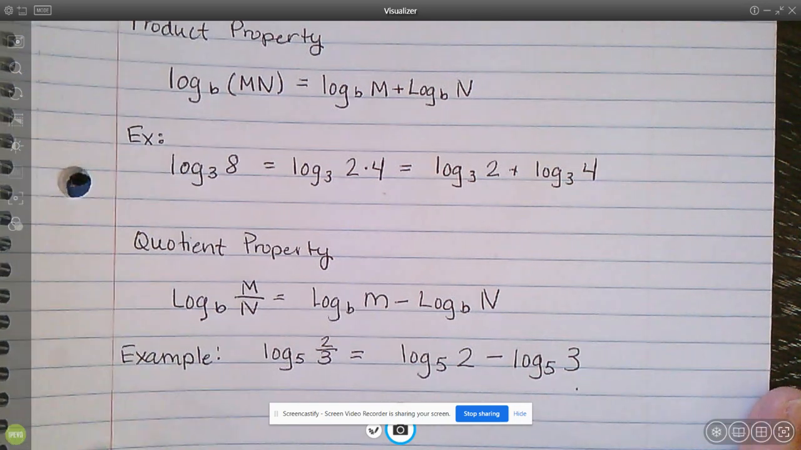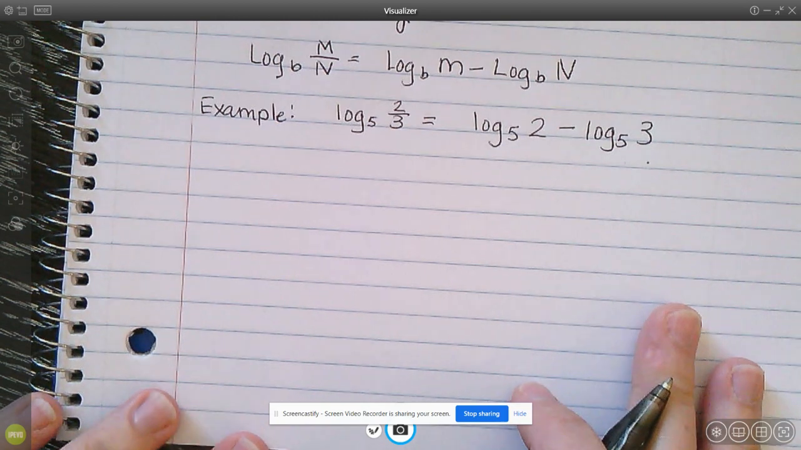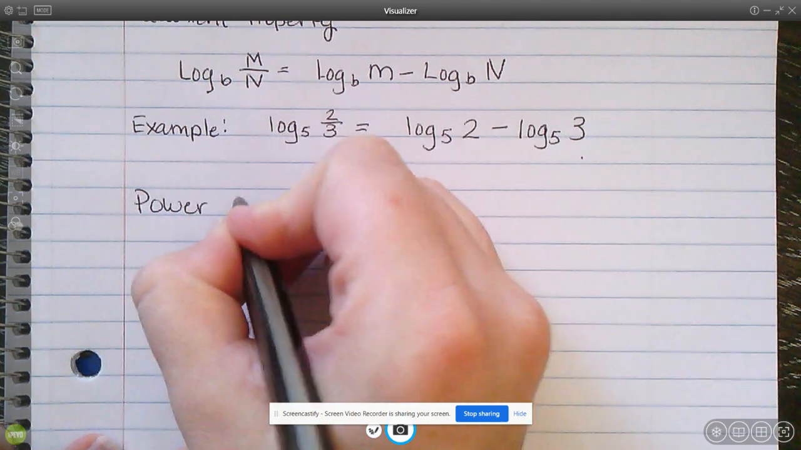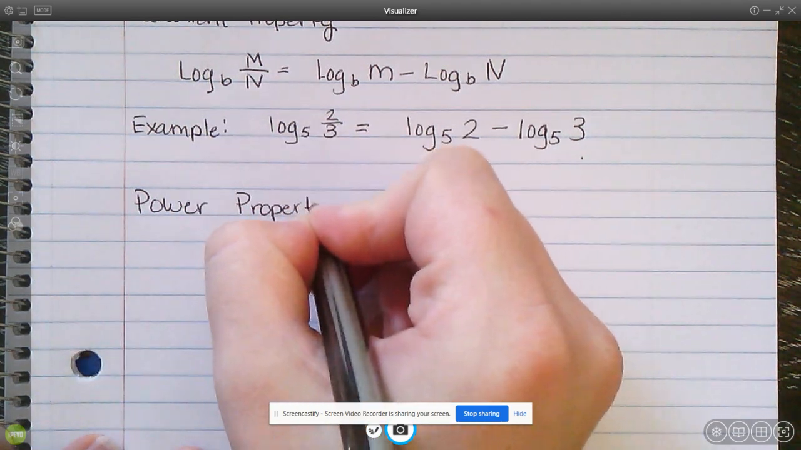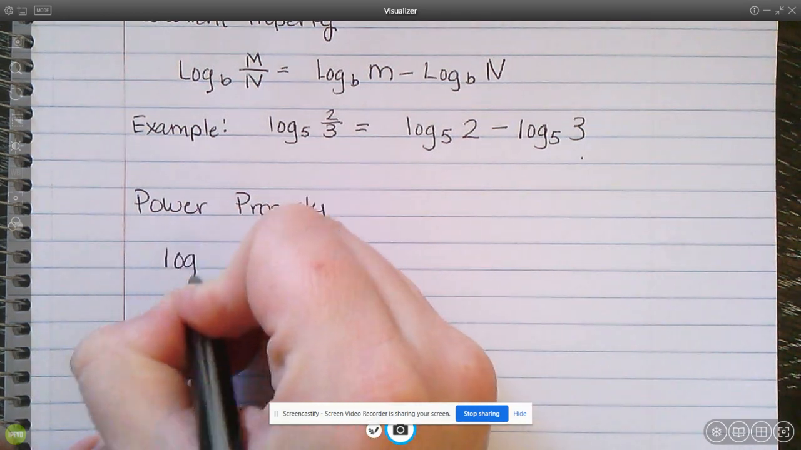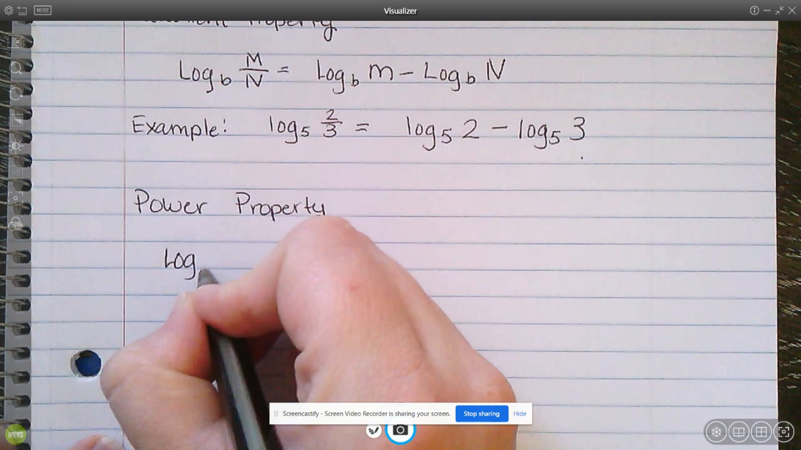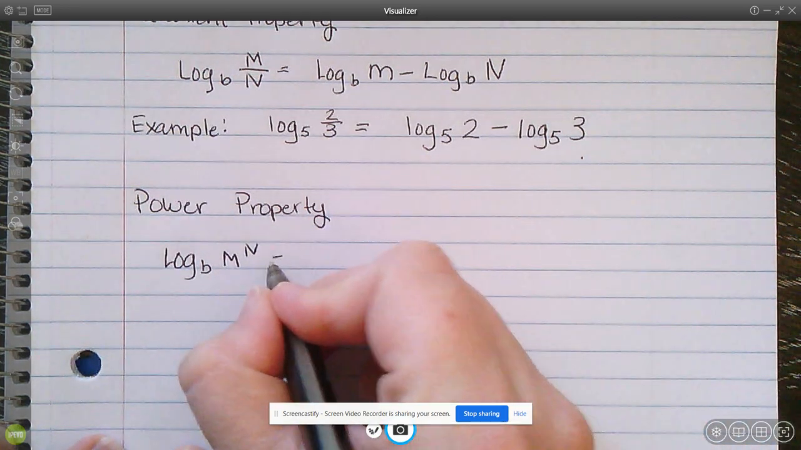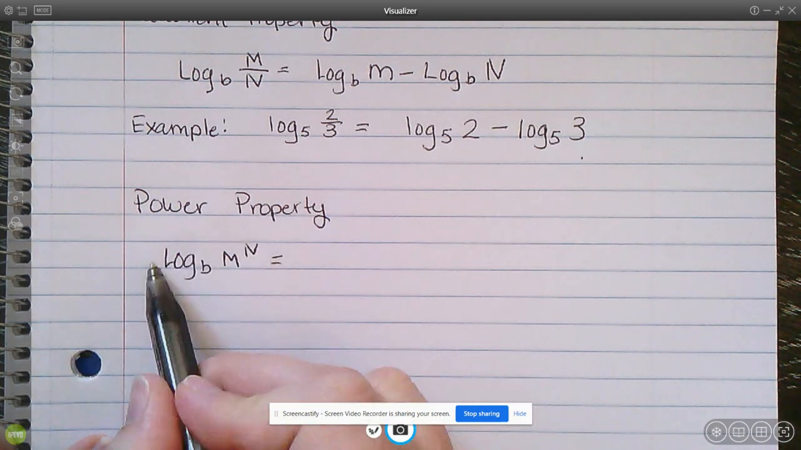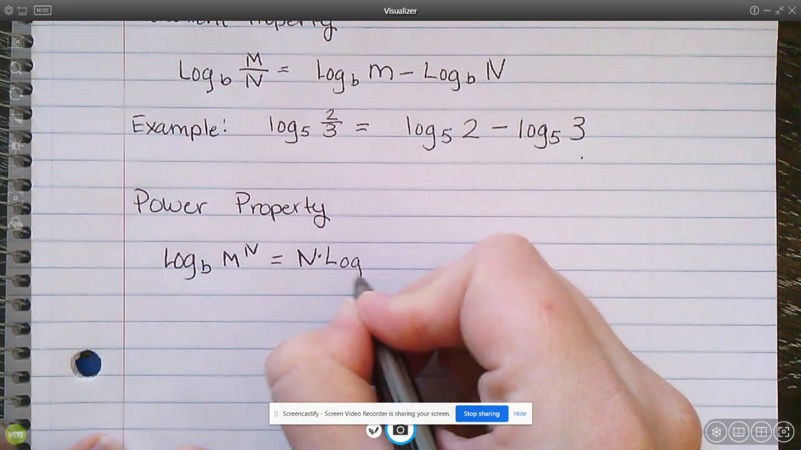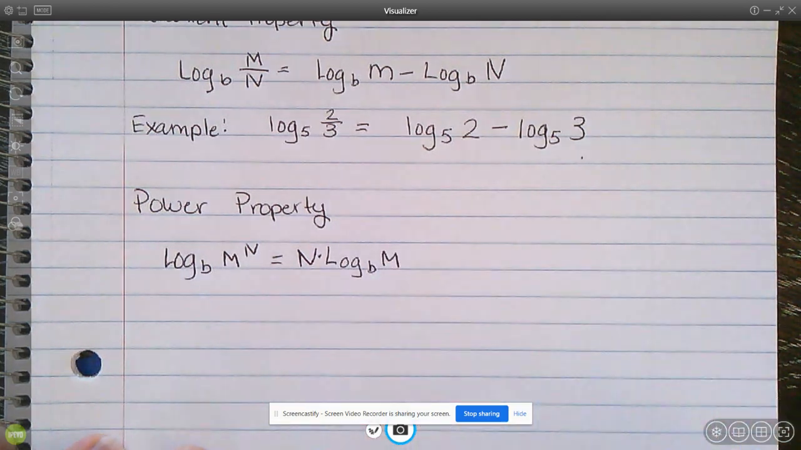Okay, then we can go into the power property. So the power property: if you have log base b of m to the power of n, you can rewrite it. So you can take this n and bring it out front. So this is the same as n times log base b of m. Those two things are the same.